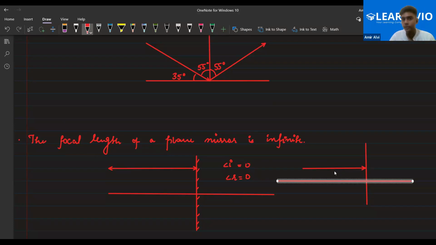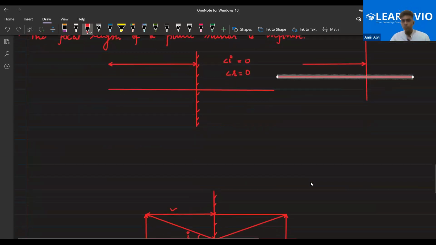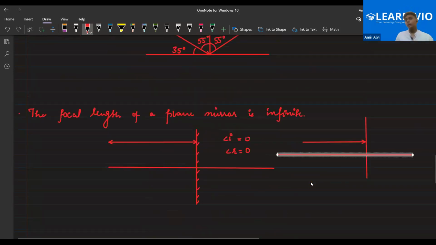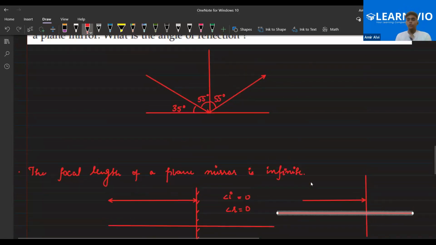Any doubt so far to anybody? Okay, that's good. So this is all about the plane mirror and the reflection of light. Is this clear to all of you? Okay, so these two topics are very small topics, so that's why they took only one class. In the next class, we will start the spherical mirrors.